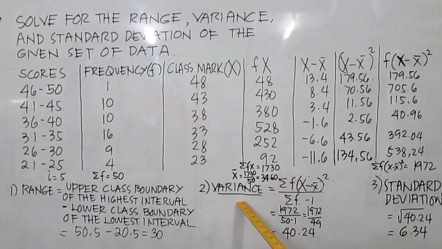Now we can get the variance by dividing the sum with the total frequency minus 1. So 1972 divided by 49 equals 40.24. The variance is 40.24. Then the standard deviation is just the square root of the variance. So the standard deviation is square root of 40.24, which is equal to 6.34.